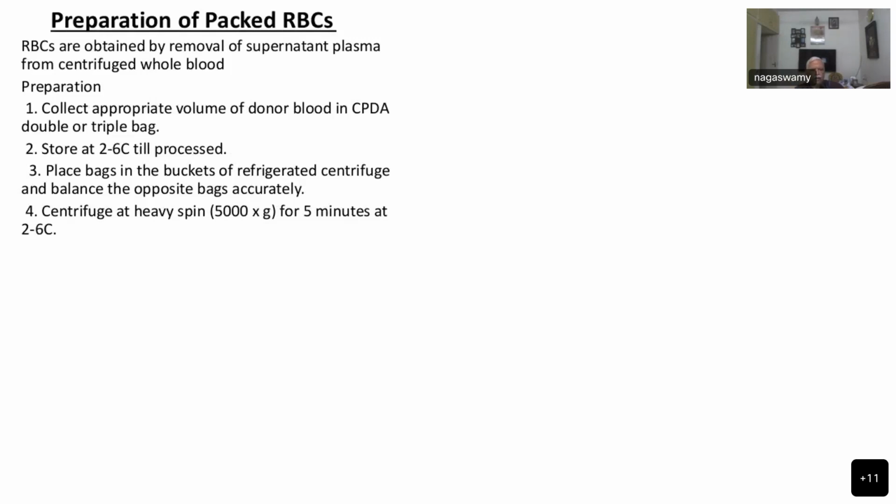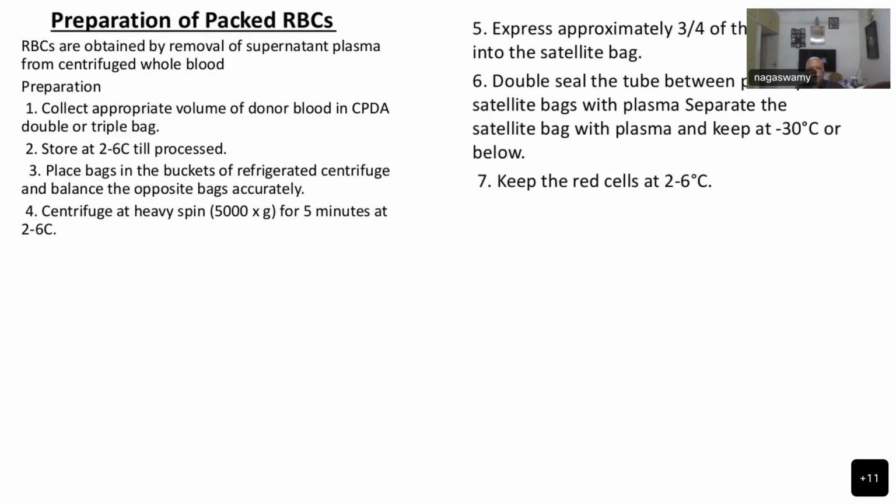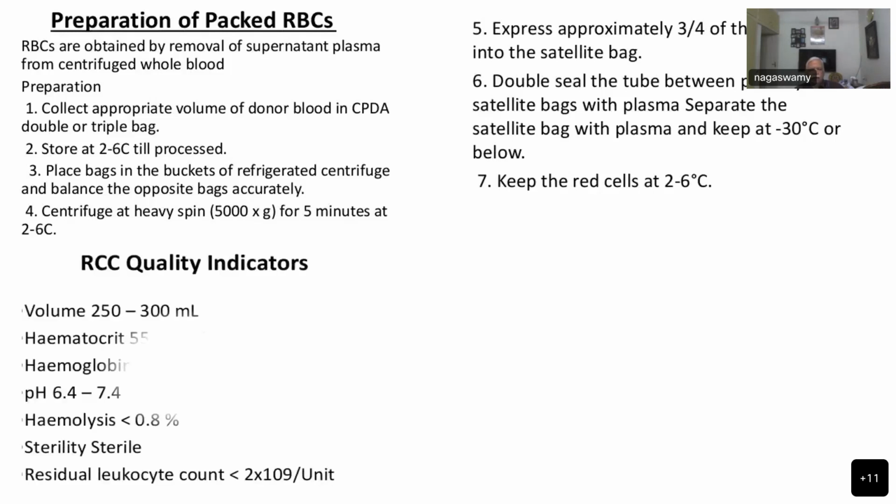Place bags in the buckets of a refrigerated centrifuge and balance the opposite bags accurately. Centrifuge at a heavy spin for 5 minutes at 2 to 6 degrees centigrade. Express approximately 3/4 of the plasma into the satellite bag. Double seal with the tube in between, and it will be sealed immediately so they can remove them. Keep the red blood cells at 2 to 6 degrees centigrade.